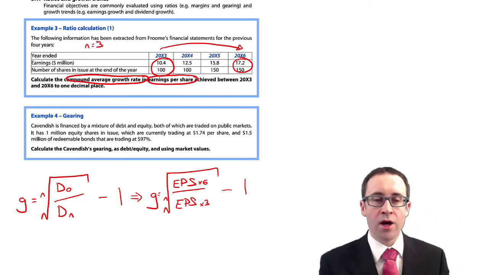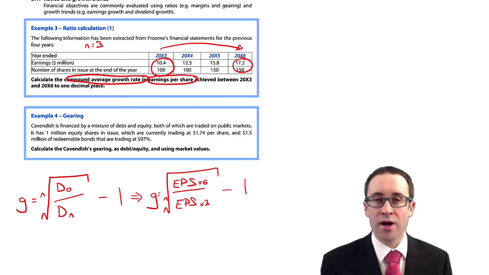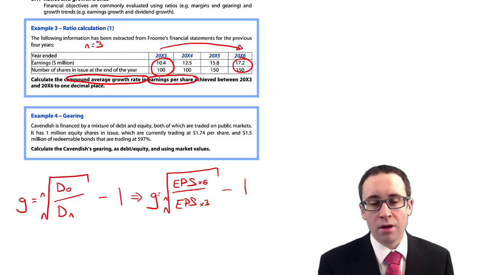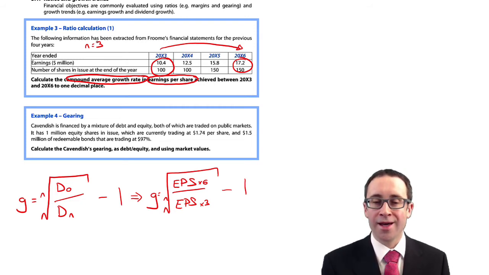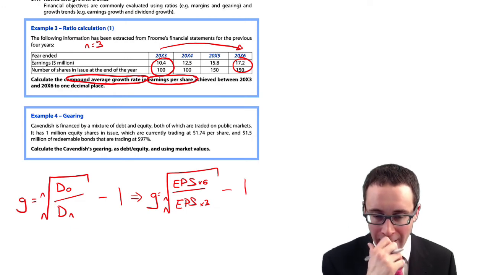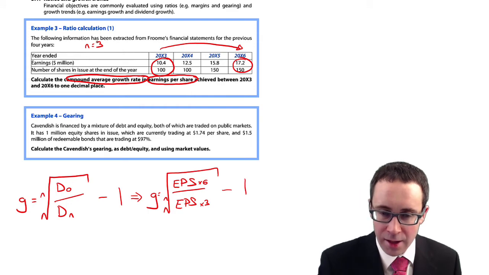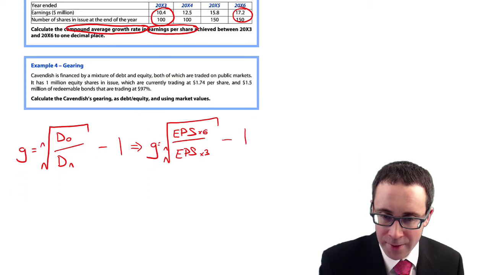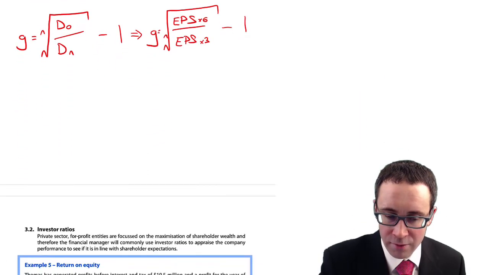You can work out your earnings per share by doing your earnings divided by the number of shares, and then you can do that for both X3 and X6. Okay, have a go and see how you get on. Hopefully we'll have a go at that there, and then I can come back in when we start the video.